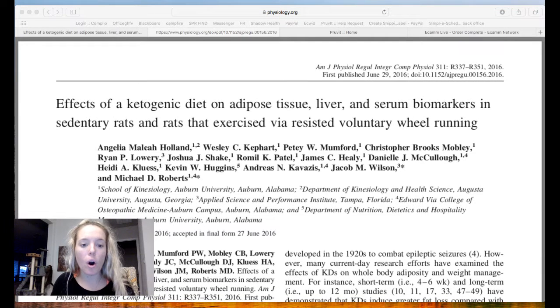Today we are going to talk about all the effects of the ketogenic lifestyle on adipose tissue, your liver, your serum biomarkers, all in sedentary rats or in rats that have been on a resistance wheel.